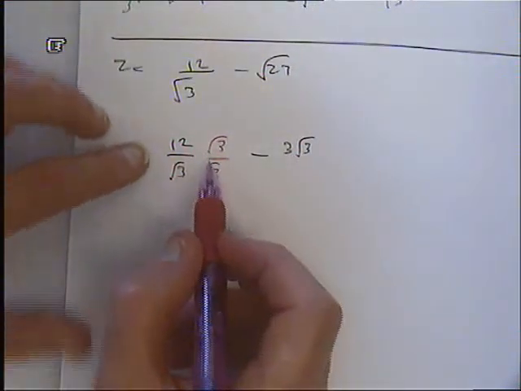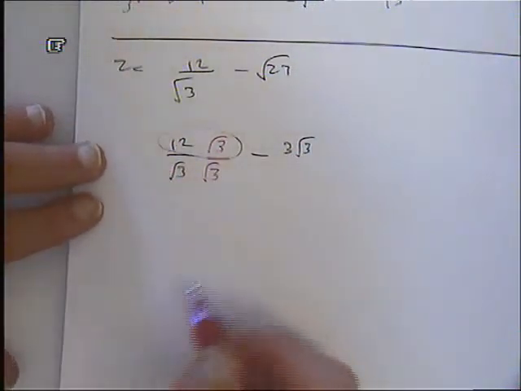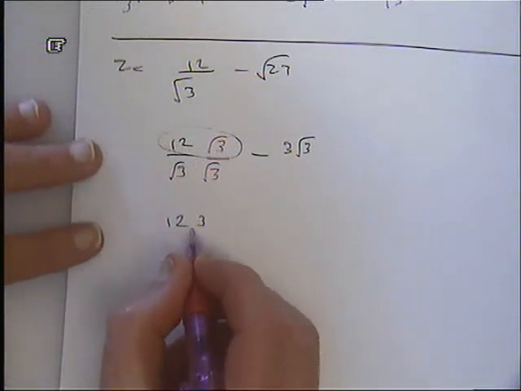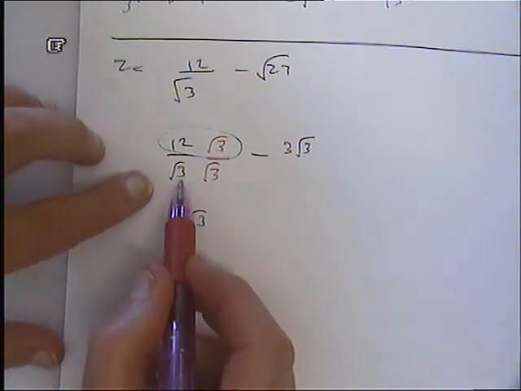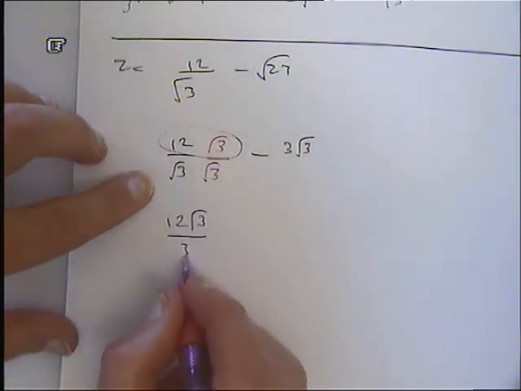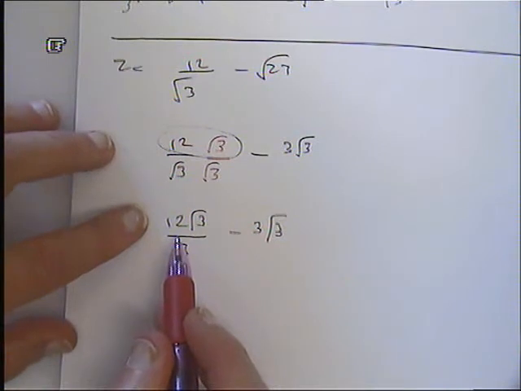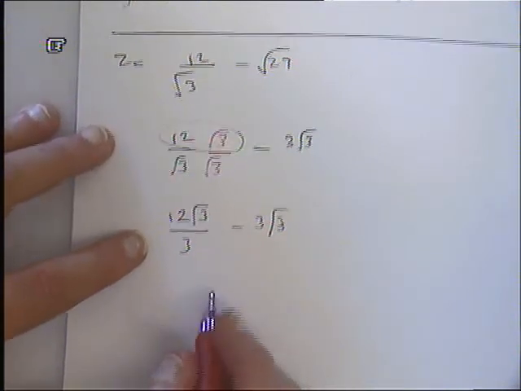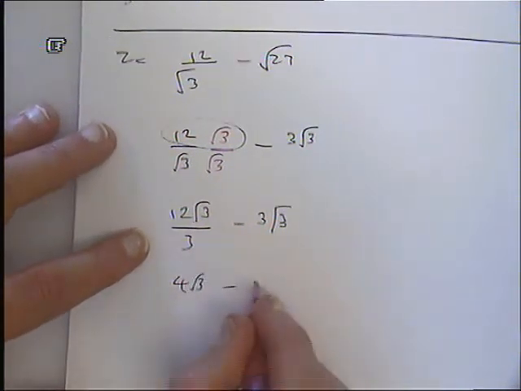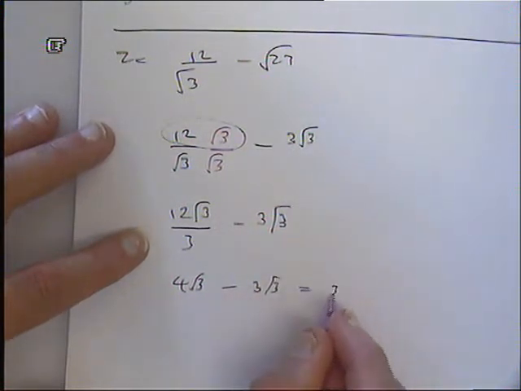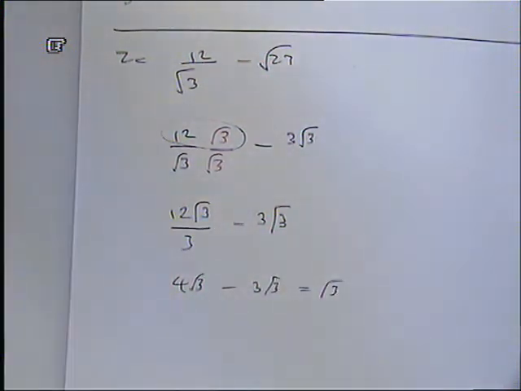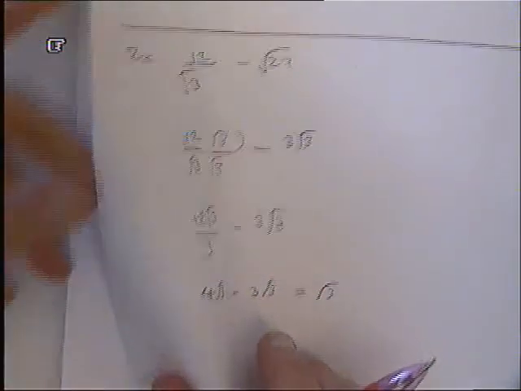So over here, this little bit here is 12 root 3. This bit down here is 3. Take away 3 root 3. 12 divided by 3 is, so that's 4 root 3. Take away 3 root 3, so it's just one lot of root 3. Okay? Anything else anybody can see anywhere in that exercise that they would like a lead in on?